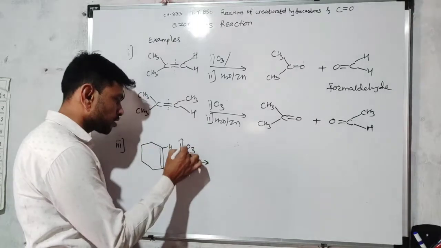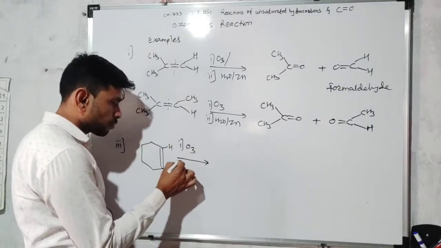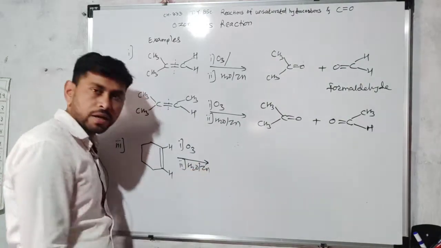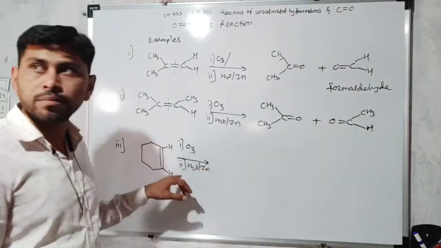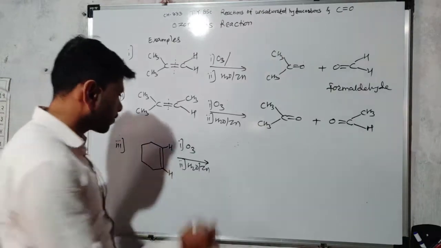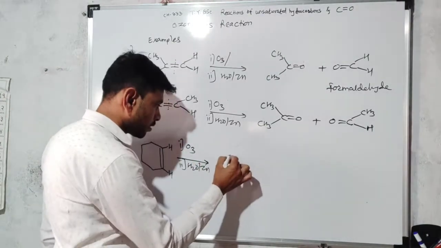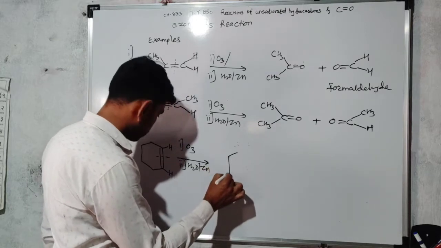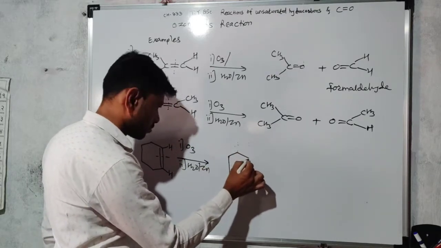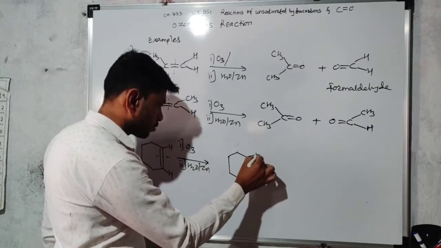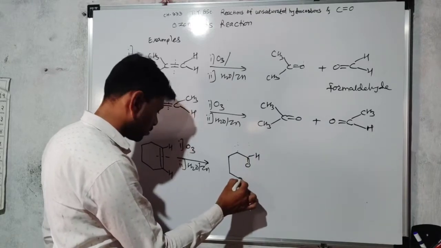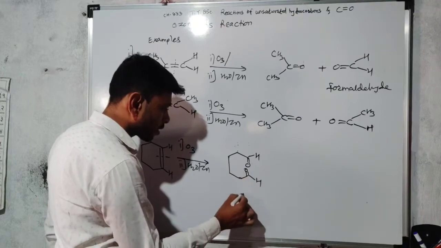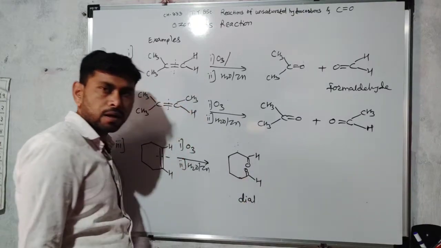So in the ozonolysis process, the first step is the ozonoid formation, and the second is breaking of this ozonoid. In the ozonoid breaking, we obtain the product. See here, we obtain two aldehydes. This compound is called a diol compound. Okay, diol compound.